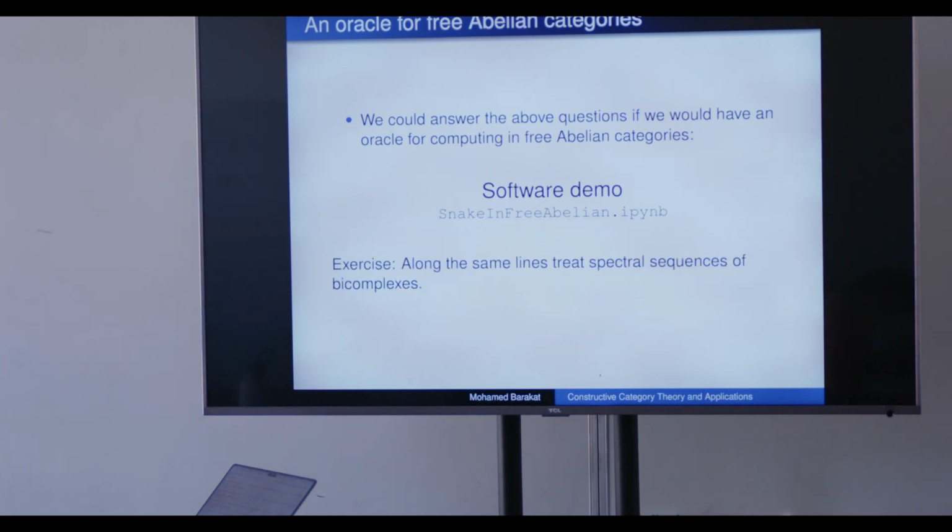So exercise along the same lines, treat spectral sequences of bicomplexes. And if you're more ambitious, treat spectral sequences of filtered complexes. Yeah, you can get the proof, and by the end of the talk, you will see how you get the program extraction. So you don't even need to guess anymore what these algorithms are.